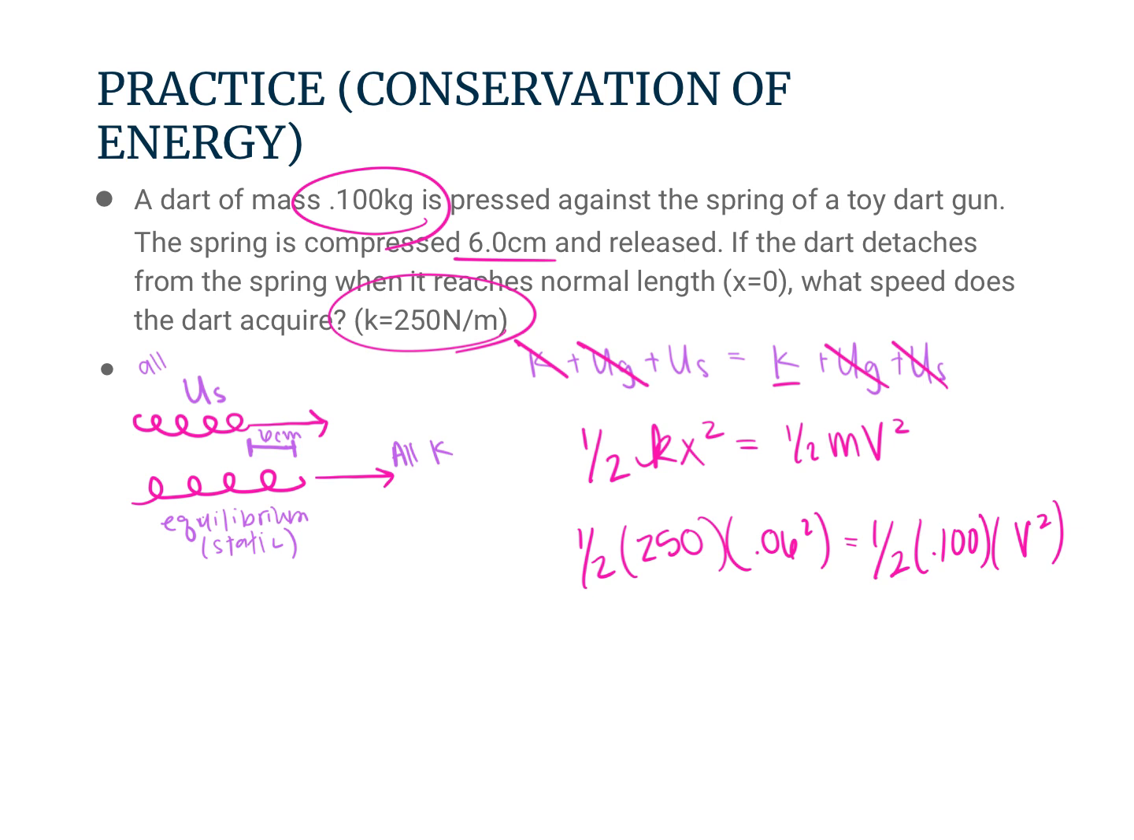Oh, I didn't do something right. 0.06 squared times. So this gives me 0.45 equals 0.05 v squared. Okay, when I move that to the other side, I get 9. And so I think my velocity here comes out to be 3 meters per second.